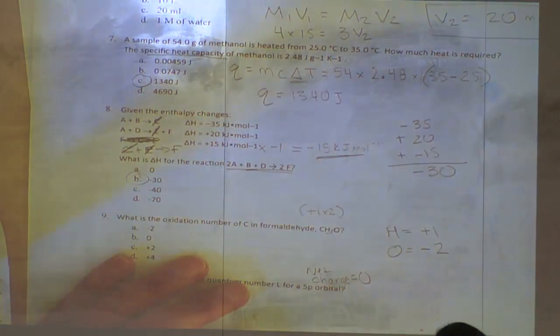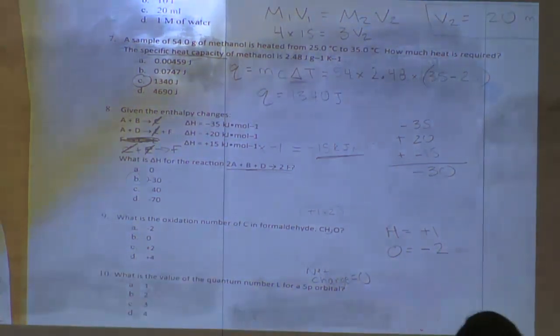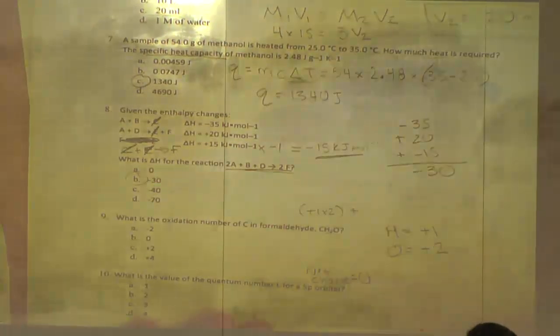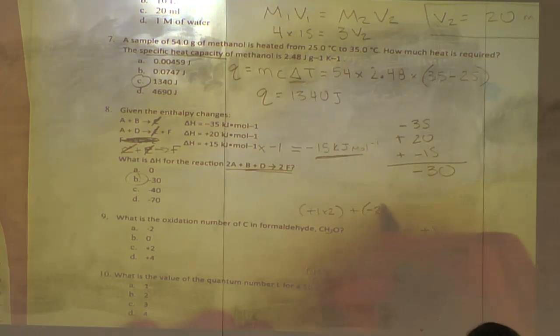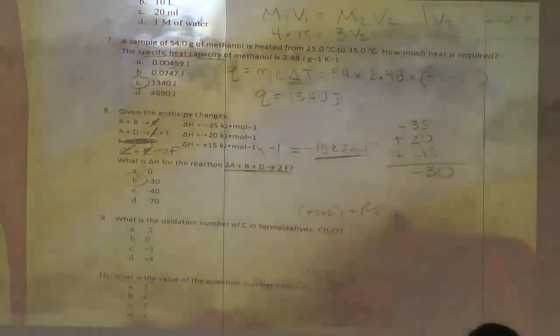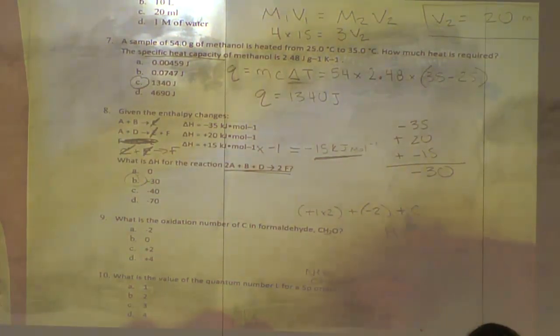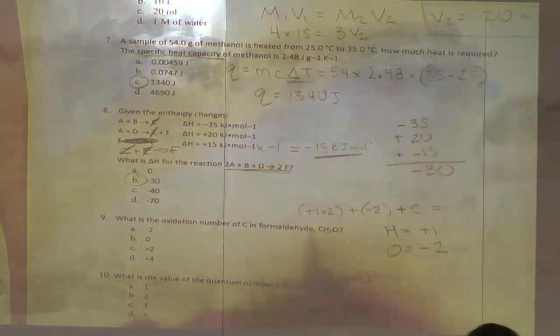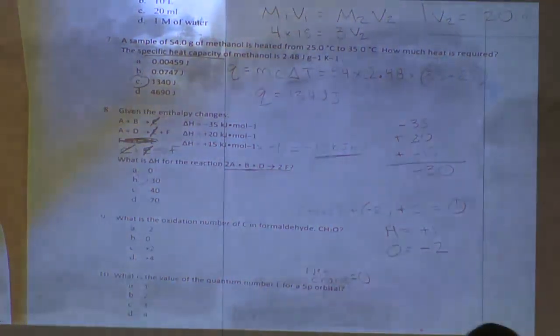Does that make sense? 2 hydrogens, each +1. How many oxygens do we have? 1. Each are a charge of what? -2. So plus -2. There you go. And then we don't know what the carbon one is, so we'll just say plus C has to equal, all of those charges have to equal what? 0, because it's a neutral molecule. And then you just have to solve the problem.